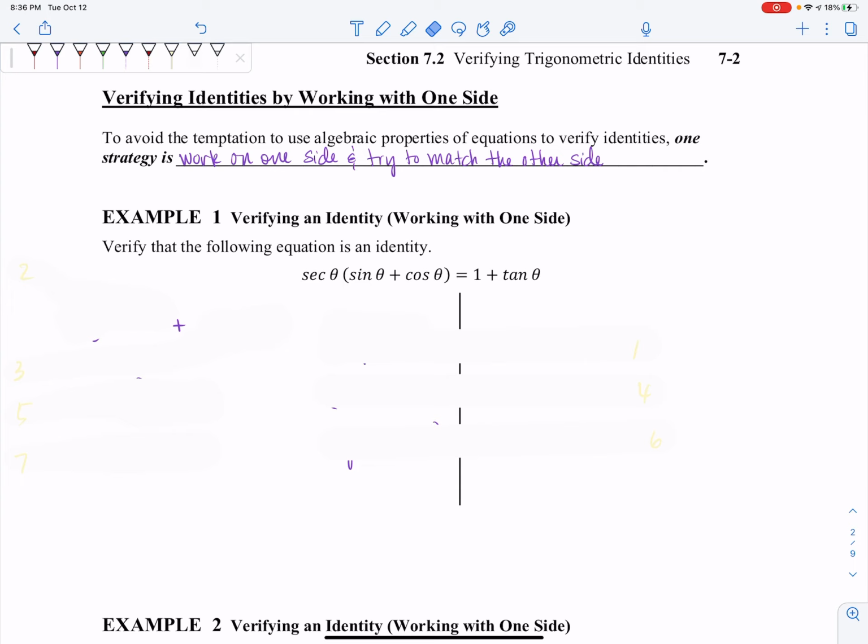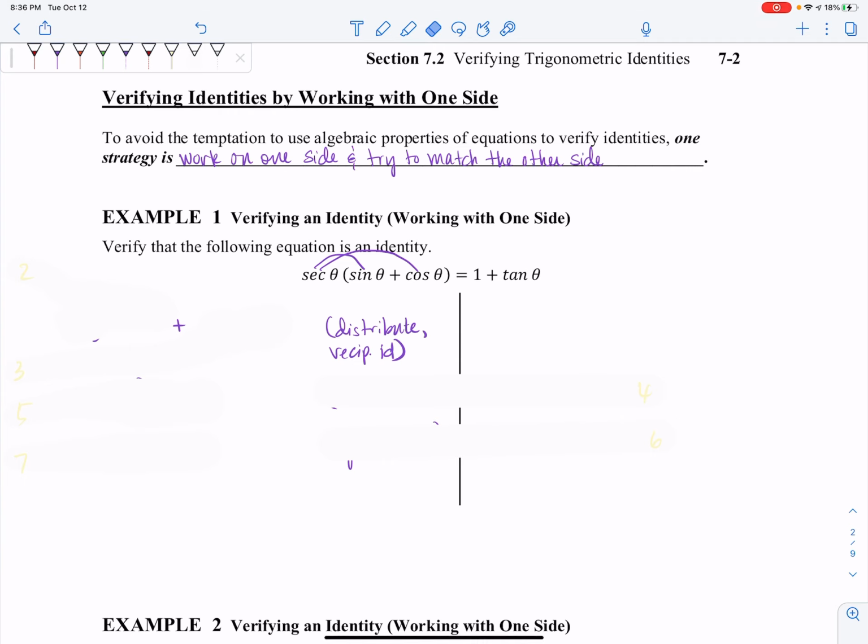Now, ask yourself which side looks more complicated. So I would say probably the left side looks more complicated. So what we're going to do first is we're going to distribute. So we know how to do that. So let's distribute. But when I distribute, I'm also going to use the idea that we can turn things into sines and cosines. So instead of distributing a secant of theta, I'm going to distribute a 1 over cosine of theta. And I like to give reasons for each step.